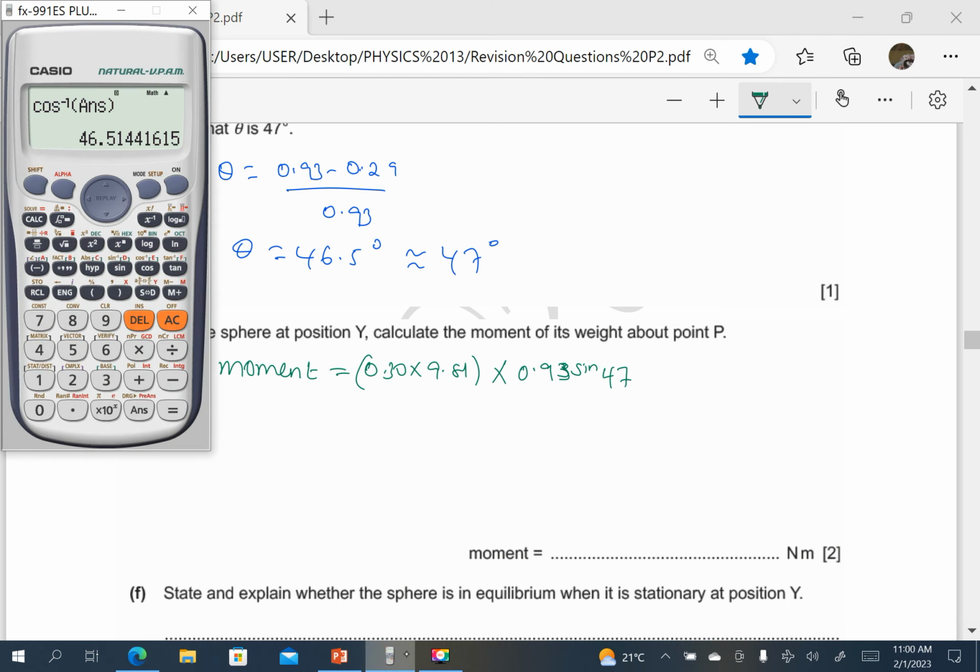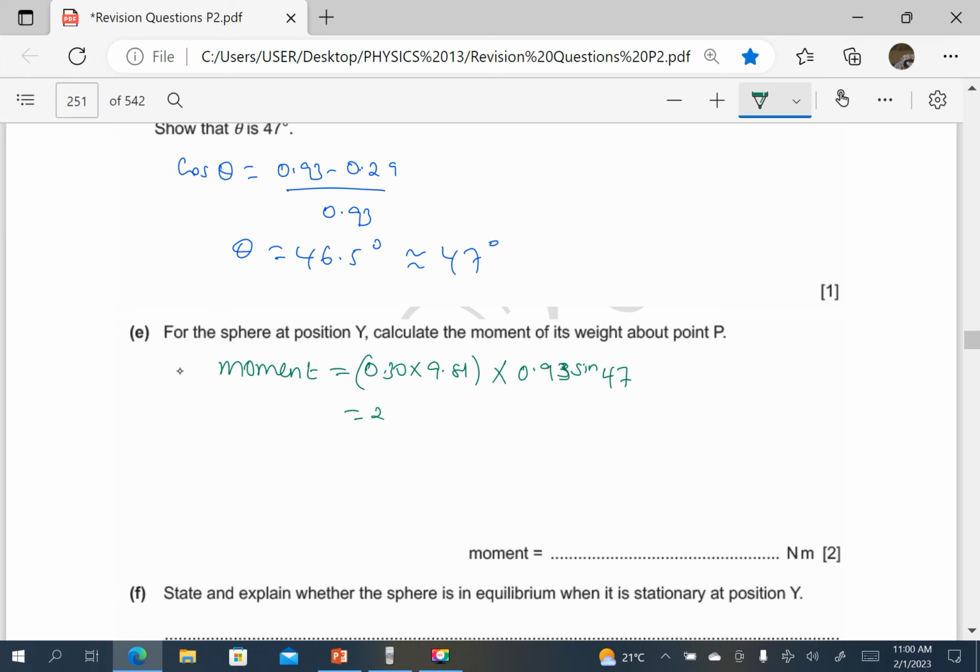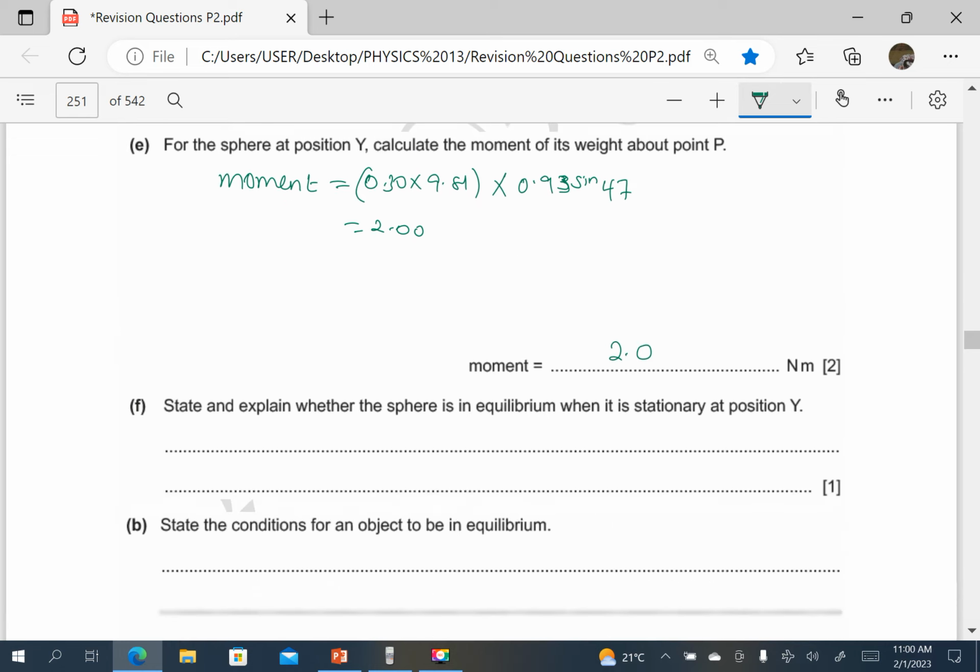So we can check this with the calculator. 0.3 times 9.81 times 0.93 sine 47. So that is 2.00, or just 2.0 in newton meters.